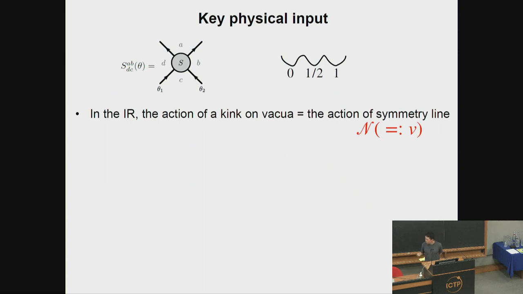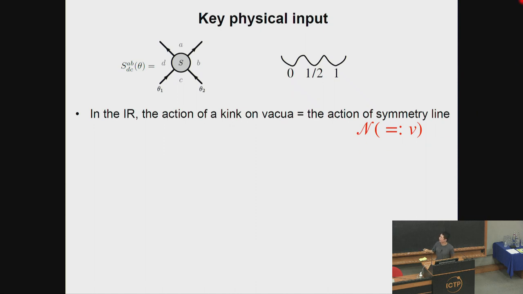So before explaining the derivation, let me explain the key physical inputs that go into the derivation of this modified crossing. The first important property is that in this theory, particles are basically kinks interpolating between different vacua or neighboring vacua. And in the low energy theory, which is described by topological quantum field theory, the action of a kink on the vacua can be identified with the action of the symmetry line, which in this case is this N line defect. So let me explain a bit more precisely what I mean by this.